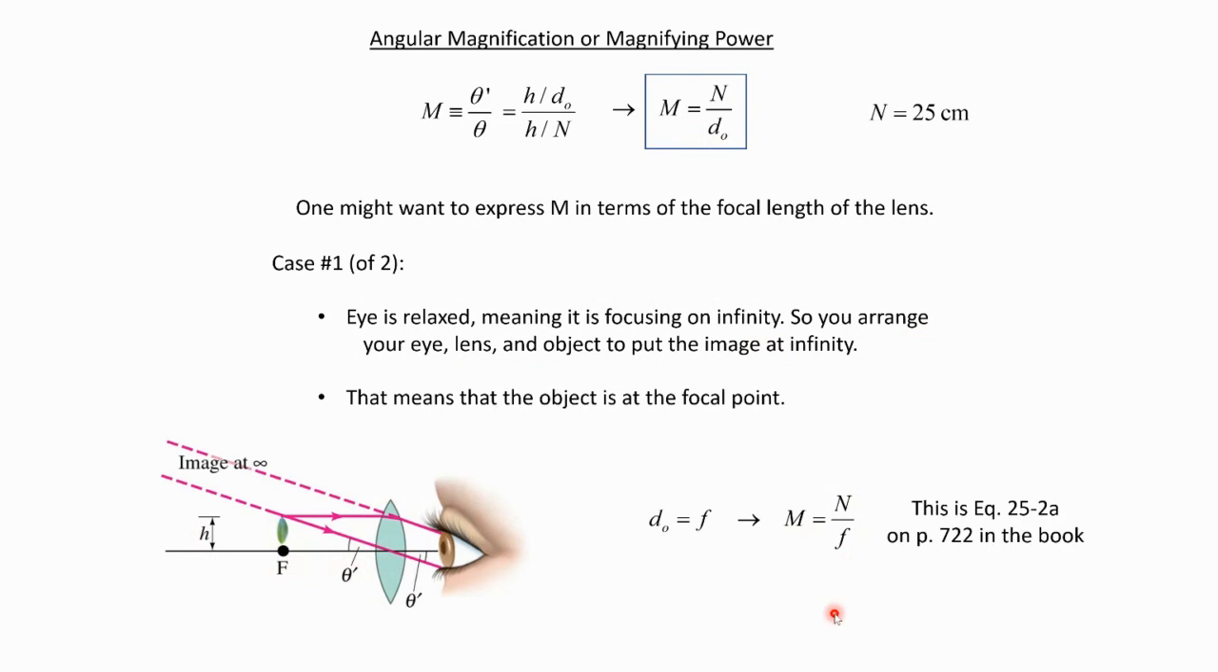That, by the way, is this equation. And I wanted to clarify these equations because when I read it, I found it very confusing. So I'm breaking down these equations for the magnifying lens. All right, so that was case number one. When you arrange things like this and you have a relaxed eye, the image is at infinity.